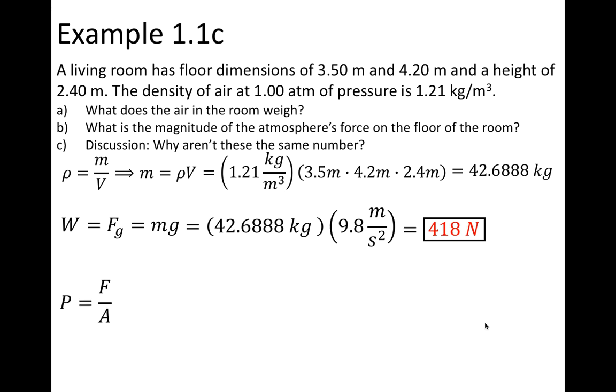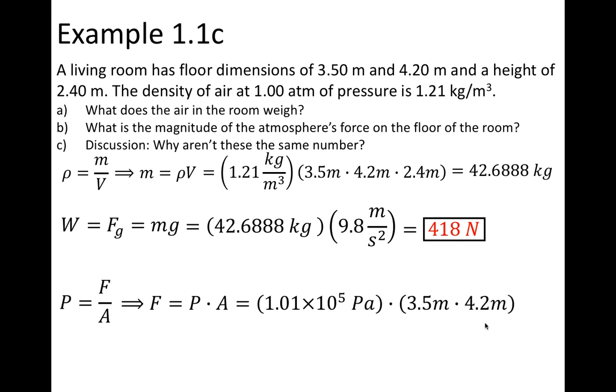Part B asks to calculate the atmosphere's force on the floor of the room. We can use the equation for pressure, F over A. If I rearrange the equation to solve for force, I get pressure times area. Then I can substitute the value for pressure, remembering to convert to the SI units of pascals, and I can substitute the dimensions of the floor for the area. I calculate that the force of the atmosphere on the floor is 1.48 times 10 to the 6 newtons.